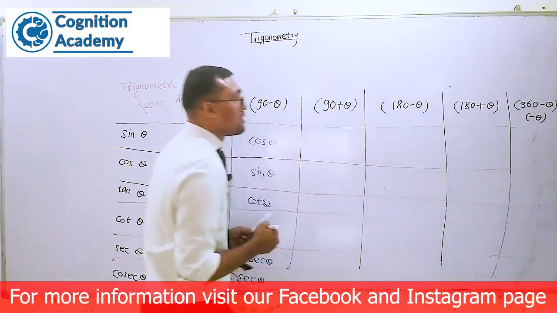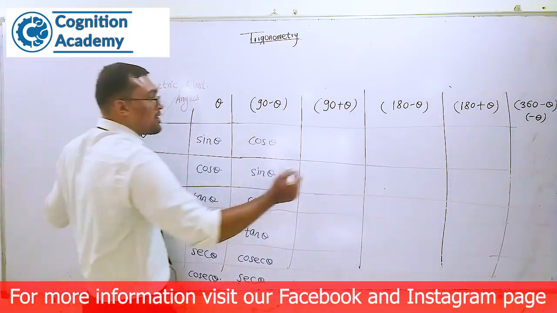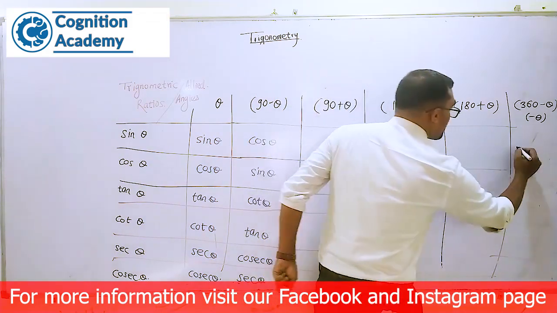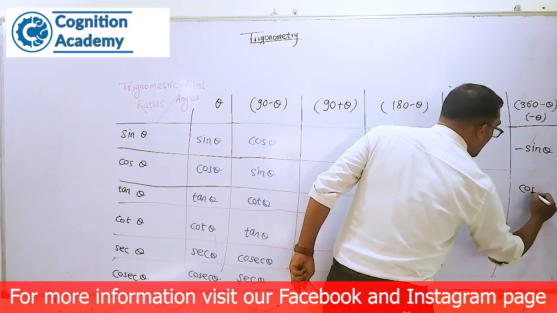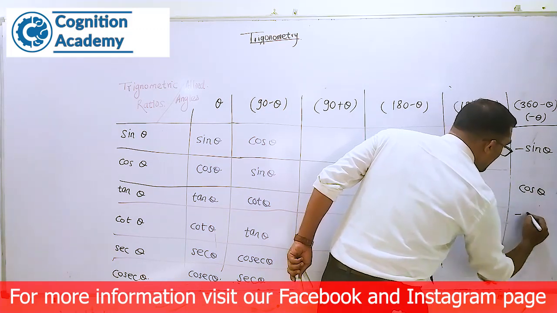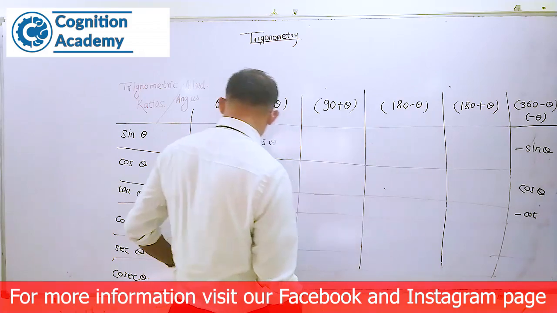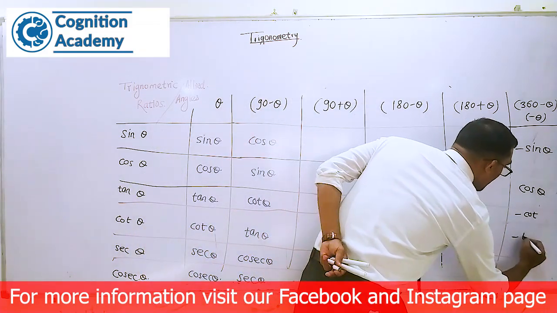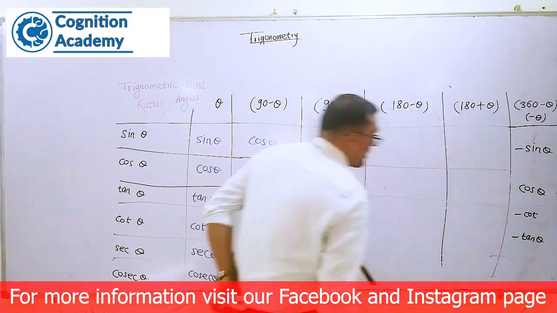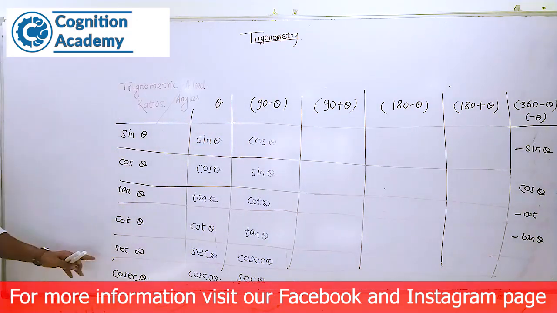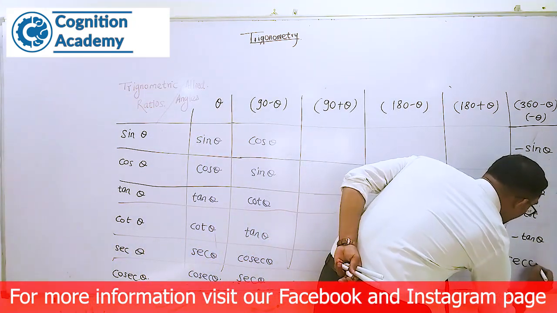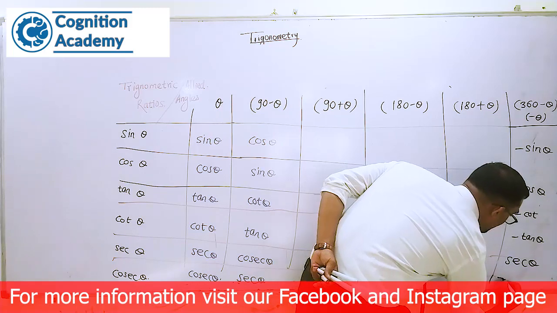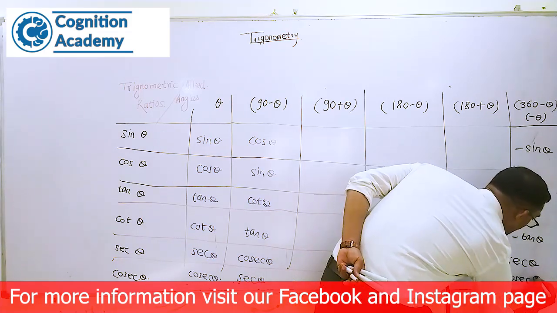For the last, 360 minus theta, we also know that sine of minus theta is minus sin theta, cos of minus theta is cos theta, tan of minus theta is minus tan theta, cot of minus theta is minus cot theta, sec of minus theta is sec theta, and cosec of minus theta is minus cosec theta.